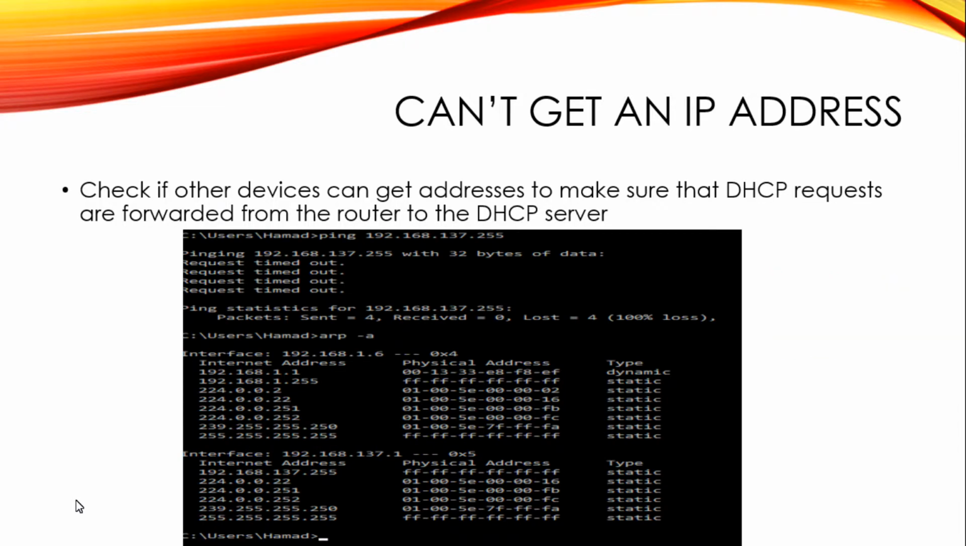Our next step will be to check if other devices can get addresses, just to make sure that DHCP requests are forwarded from the router to the DHCP server. To do this, as you see on the screen in front of you, first I pinged the IP address there, which is my IP address, and the result I got from pinging is timed out. But what I did next, I just wrote arp -a, and I got the following details, which means that IP addresses are distributed.